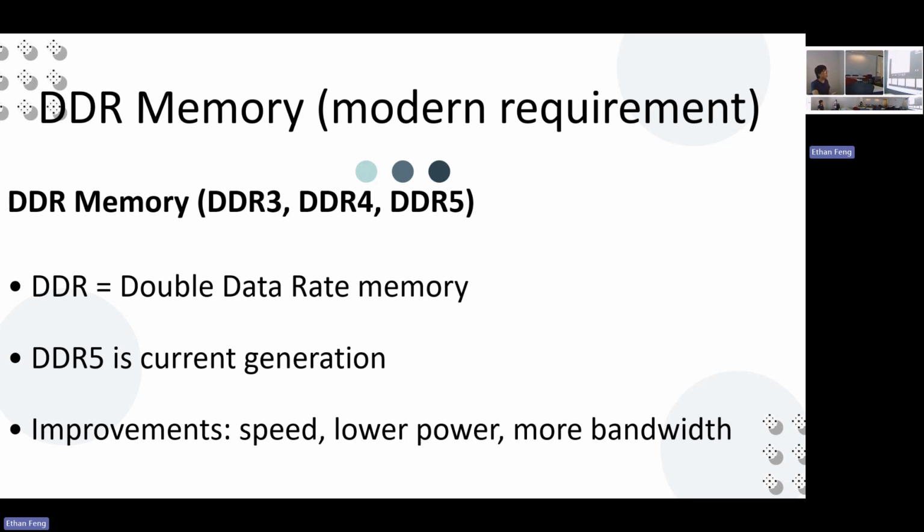So DDR5 is the current generation. What are the improvements? Faster speed, more bandwidth, and lower power. For speed, you can see the difference between DDR4 and DDR5, which is 2 times the speed, measured in megahertz.